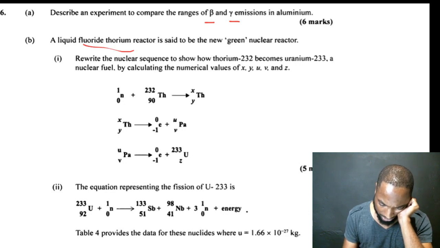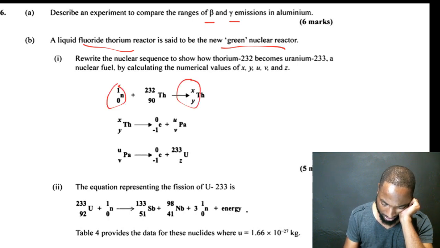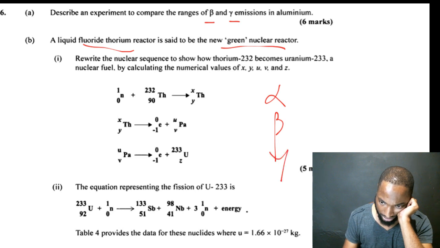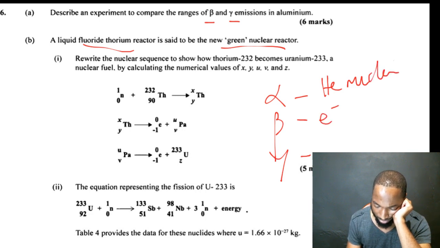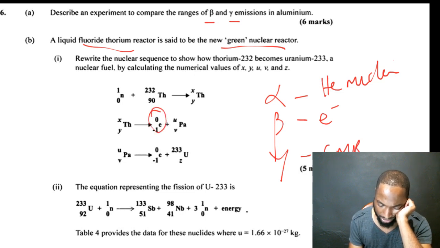A liquid fluoride thorium reactor is said to be a new green nuclear reactor. So you just need to add up these things. Then they split. You need to know the different types of radiation: alpha, beta, and gamma. Alpha radiation is helium nuclei. Beta is fast moving electrons, and gamma is electromagnetic radiation. So you have some beta taking place here.